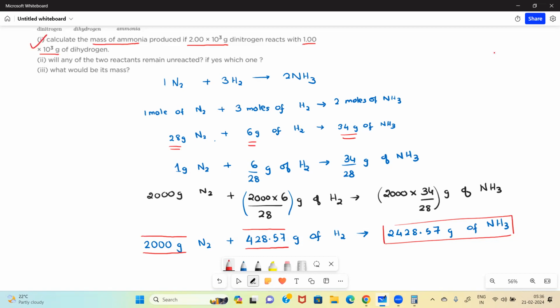Now, next question. Will any of the two reactants remain unreacted? We can clearly see that we are taking 2000 grams of dinitrogen and it is completely consumed in the reaction. Whereas we have taken 1000 grams of dihydrogen, out of which only 428.57 is being utilized. Therefore, there is some mass of hydrogen which is remaining unreacted. So the answer is yes. Which one? It is the dihydrogen.